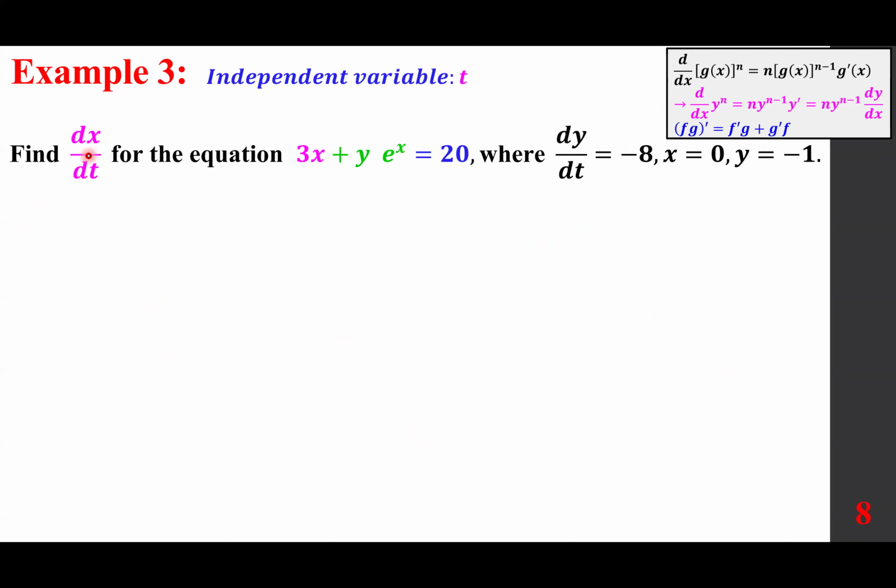Find dx/dt in example 3 for the equation 3x plus y e to the power of x equals 20, where dy/dt is negative 8, x is 0, y is negative 1. So we are going to differentiate term by term, starting with 3x. You get 3 dx/dt. And then to differentiate this, we notice it's the product of y and e to the power of x. We put a raised dot in between. f times g, and we're going to use the product rule on that.